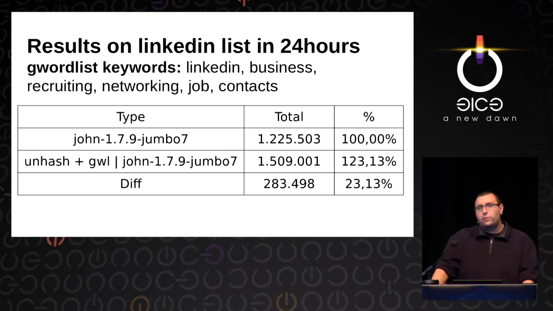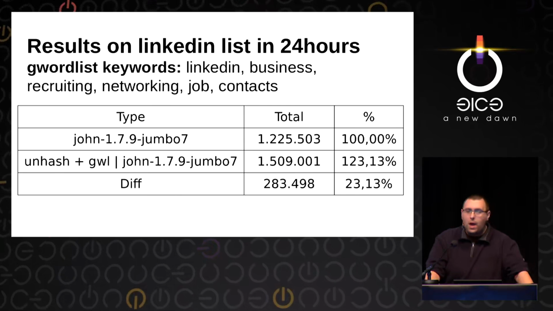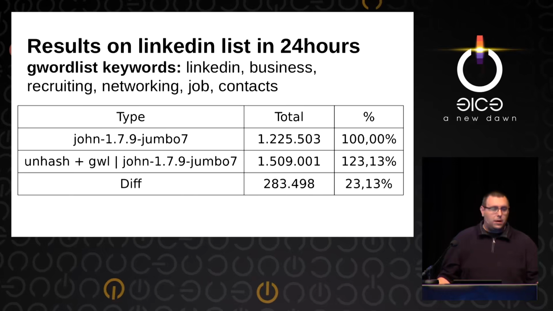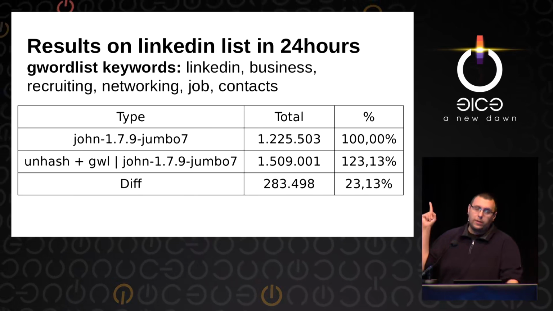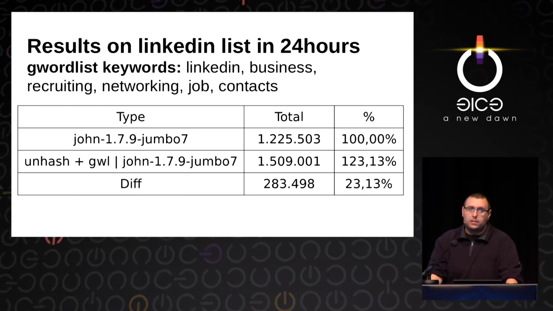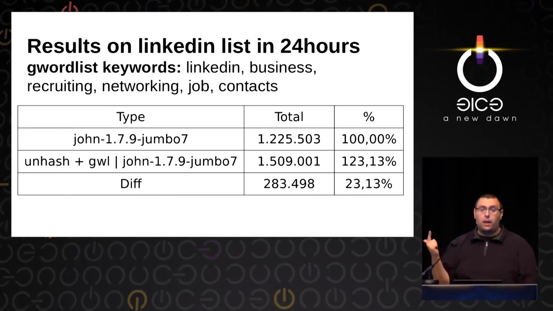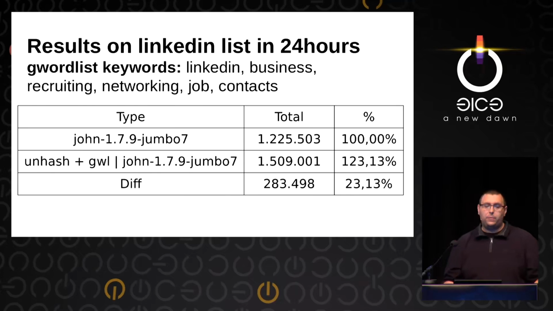If you use a normal brute forcing program, it will usually uncover some amount of passwords in some amount of time. I used 24 hours as a measuring element. And what did I do? I used UNHash with Google word list and used Google word list to generate a word list that is scraped from the top 10 pages based on keywords like LinkedIn, business, recruiting, networking, job contacts, and used that list in combination with the data mined list, and you can see that you can get at least 20% better results if you add that approach.